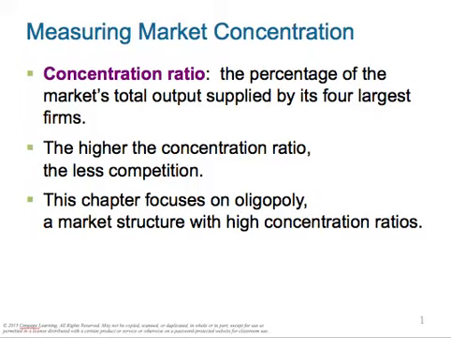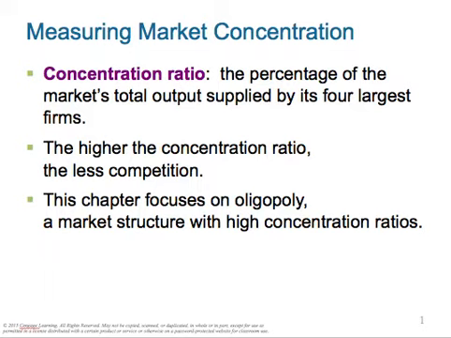So how do we measure market concentration? Well, first of all, what is market concentration? What is a concentration ratio, that is? Concentration ratio is the percentage of the market's total output supplied by its four largest firms. So how much of the market is concentrated in the top four firms in the market? The higher the concentration ratio, the less competition there is. If it's more concentrated in the top four firms, there's not as much competition because four or fewer firms are dominating the market.